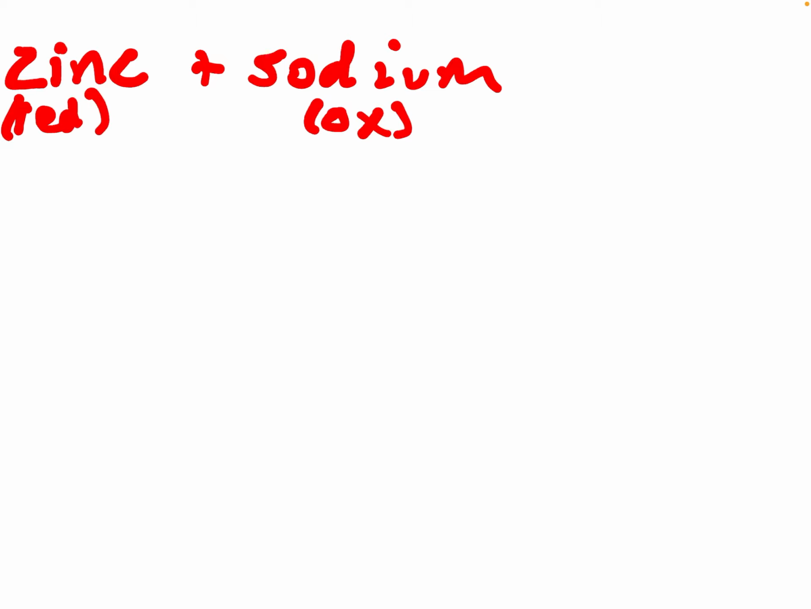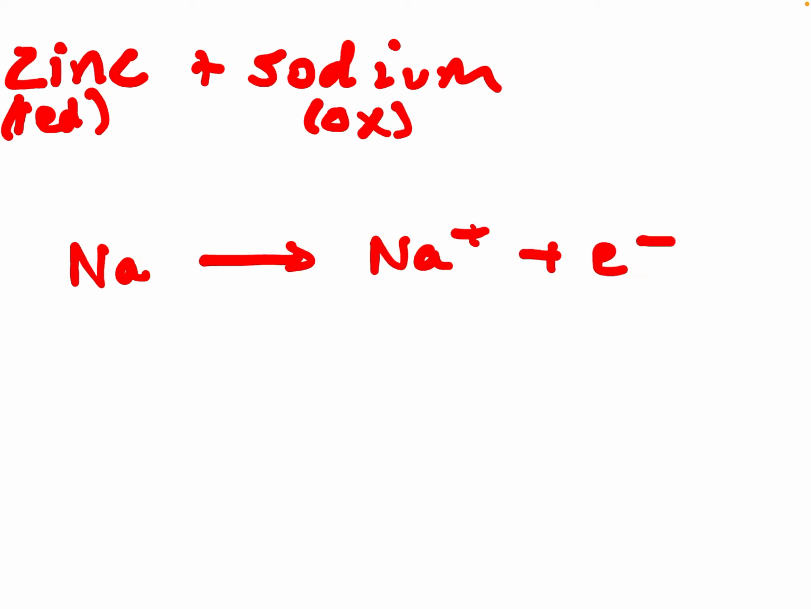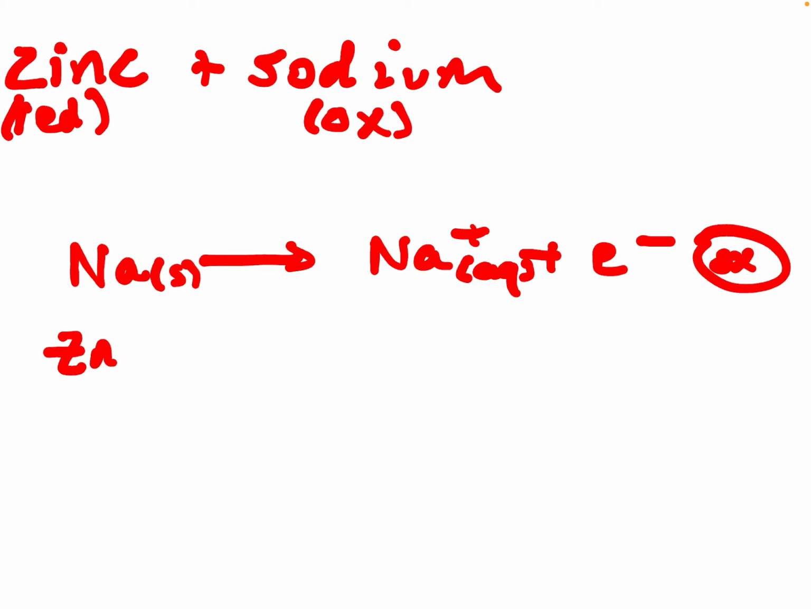If I go here and do sodium, that's going to be Na going to Na+ plus electrons, solid, and this is oxidation. If I go to the next one, I know that zinc is Zn2+ plus 2 electrons gives us Zn(s).